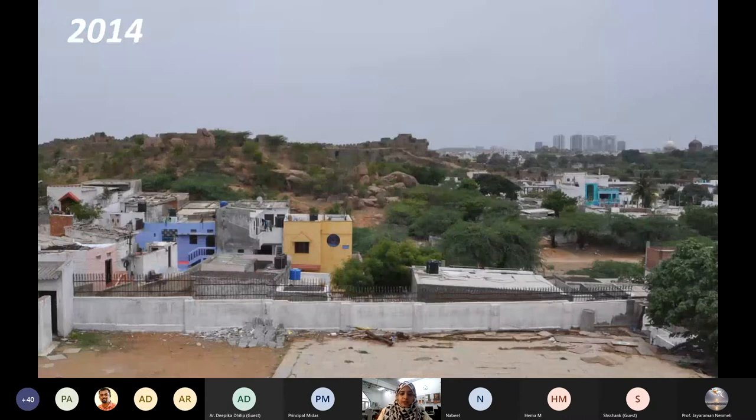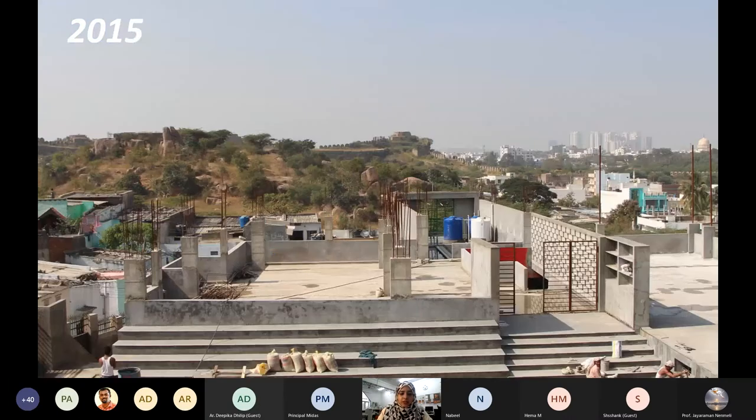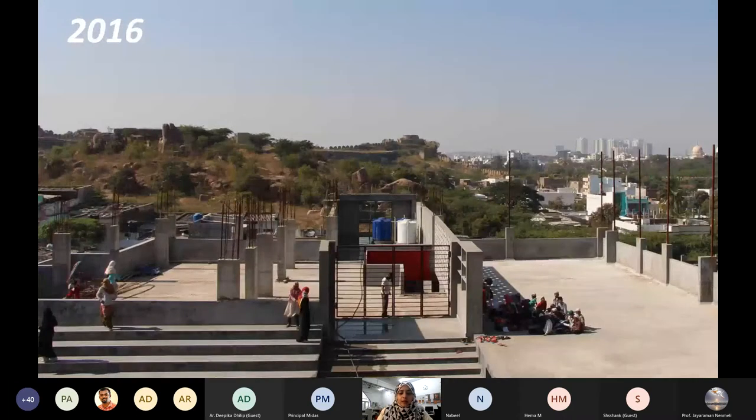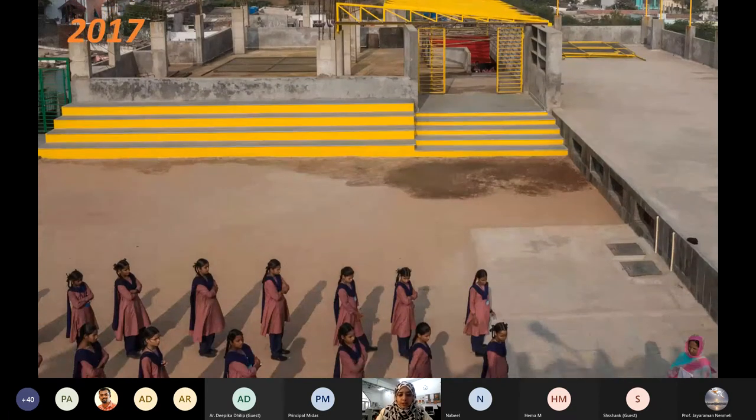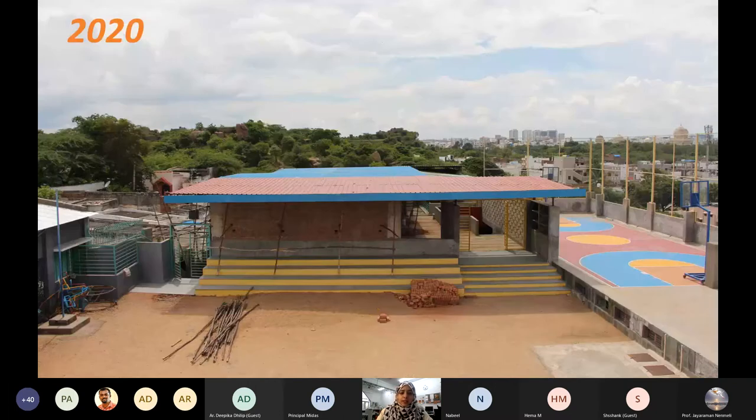and it looks new. That's the Golconda Fort and under construction, during construction. And you can see that the kids take the shade and they learn under the perforated wall, and they use the wall also as a blackboard. There was a Telugu class going on at this time when I took this picture. And then in 2017, it was still under construction, but being used for the assembly, and this was in 2020.